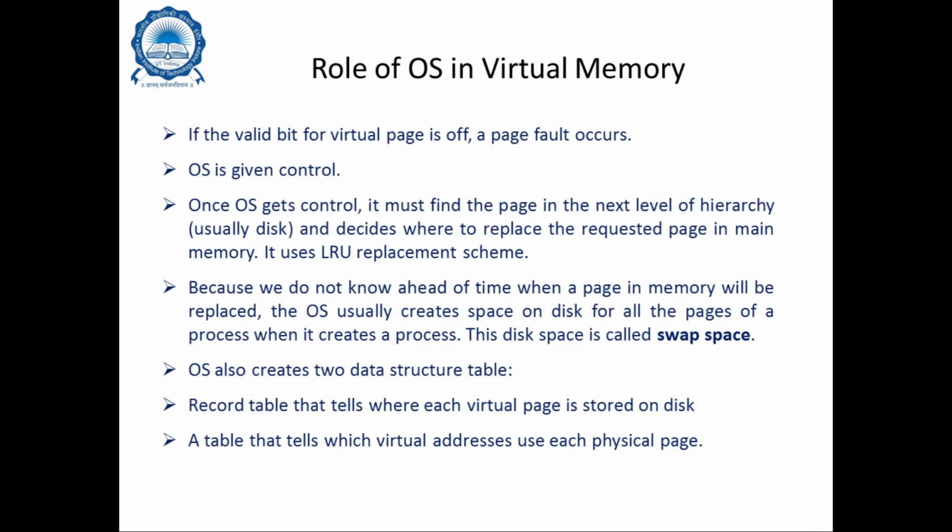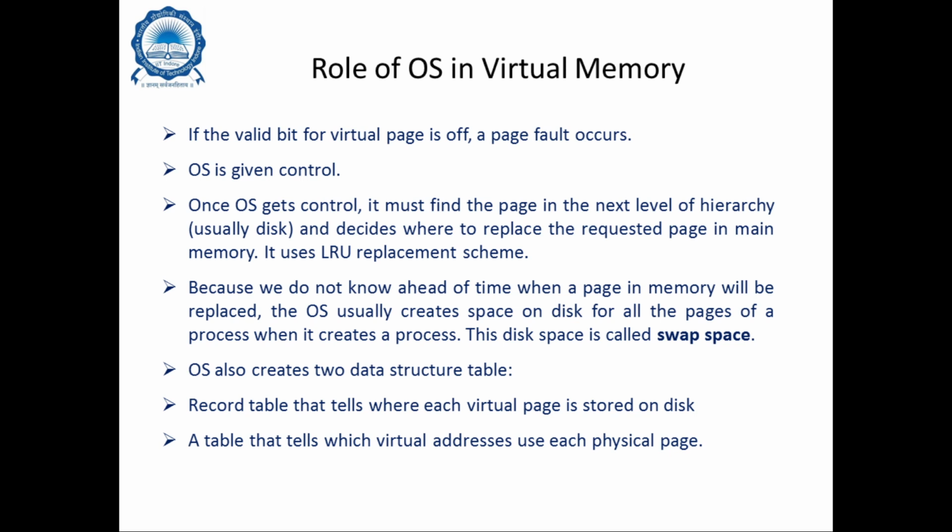Now let us have a look at the role of the OS in the virtual memory concept. If the valid bit for the virtual page is off, then we know that a page fault has occurred, and the operating system is given control. Once the OS gets control, it must find the page in the next level of the hierarchy, which is the disk, and then decide where to place the requested page in main memory. It uses the LRU, least recently used, replacement scheme. I have already spoken about this in the last lecture. That is, the page that has been used farthest in the past will be replaced by the requested page.